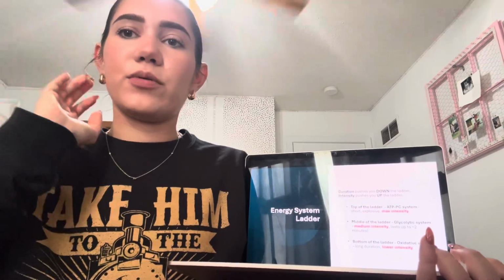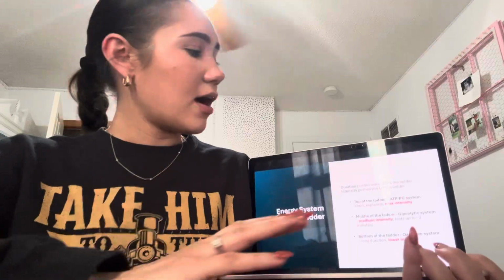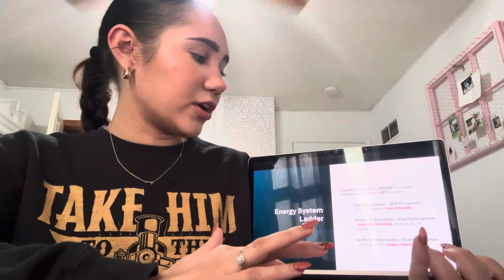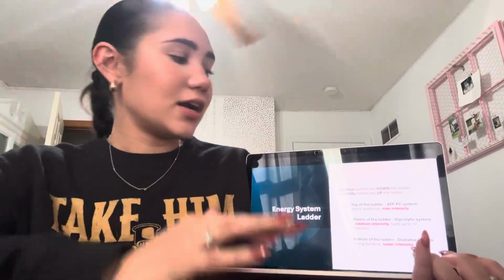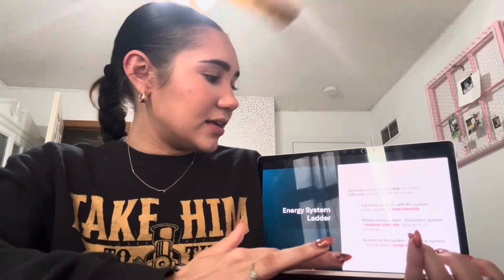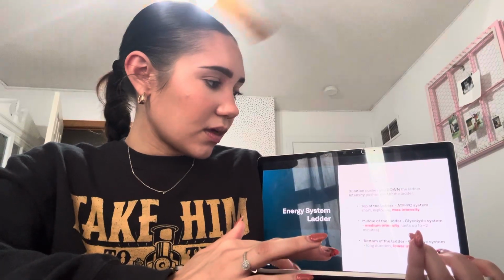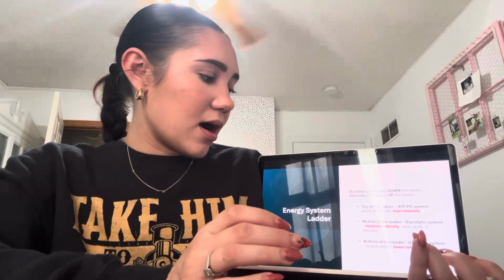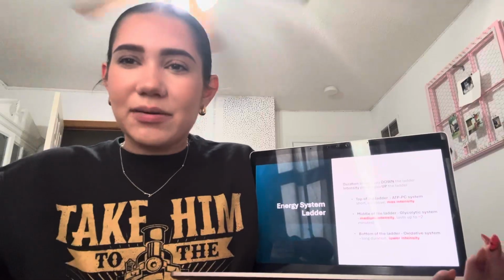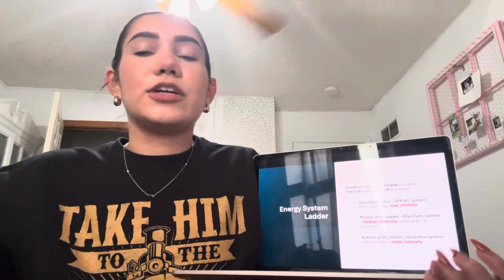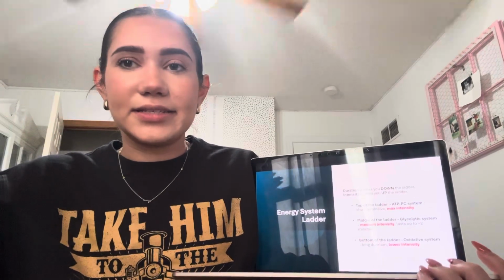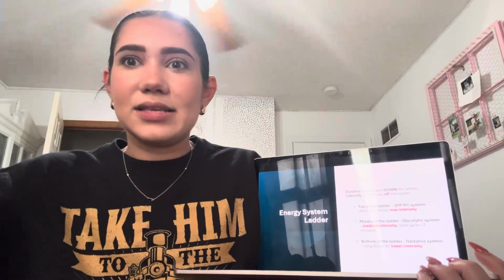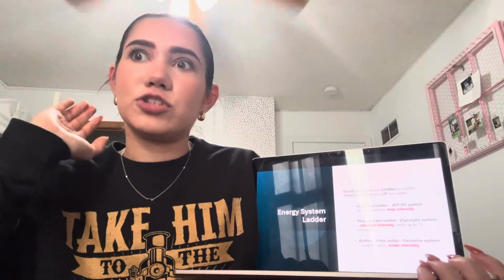Like you're putting out everything that you have. And that's where you're going to be at the very top of that ladder. The middle of that ladder is that glycolytic system, where it's that medium intensity. You're still going. It's still pretty intensive, because it is 10 to 2 minutes of just fully, like for the 400 meter sprint, you are sprinting.